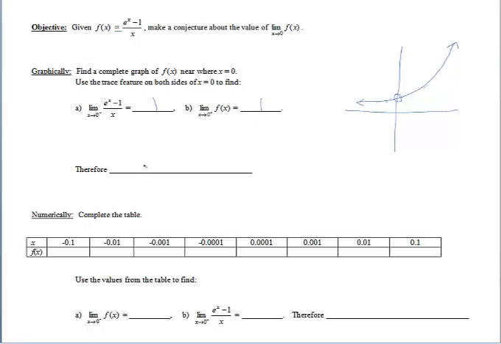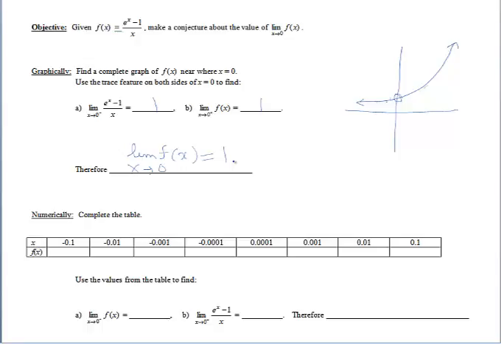The left limit and the right limit are equal. Therefore, if these two values are the same and there's not a point there, it probably indicates a point discontinuity. The limit of the function as x approaches 0 is equal to 1. So we just found a limit graphically.